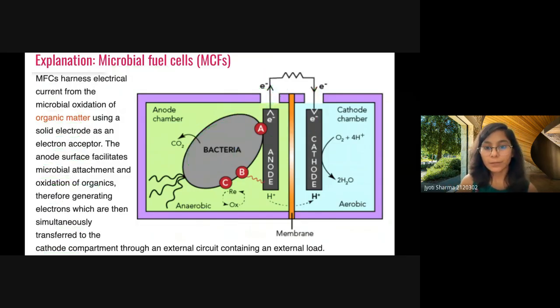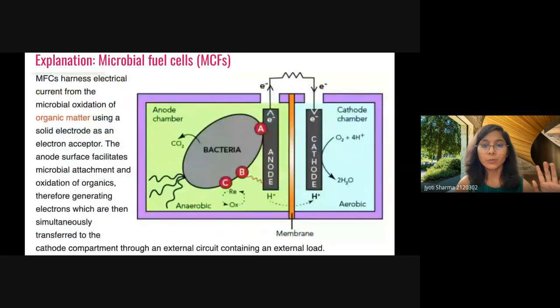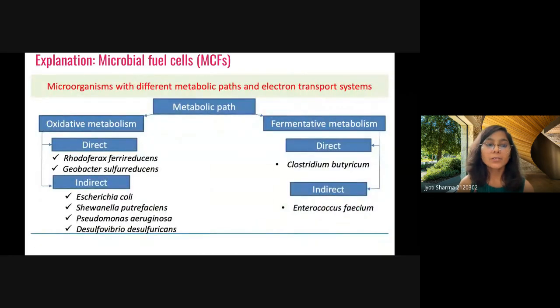So let me show you. And this is a different organism. Here it was written bacteria. So what kind of bacteria? You should also specify the name of that bacteria, right? Most of the time the bacteria is Rhodoferax, and we also use Geobacter. These are used for direct oxidative metabolism, but along with that we can also use Escherichia coli and all, right? But these two are very important.